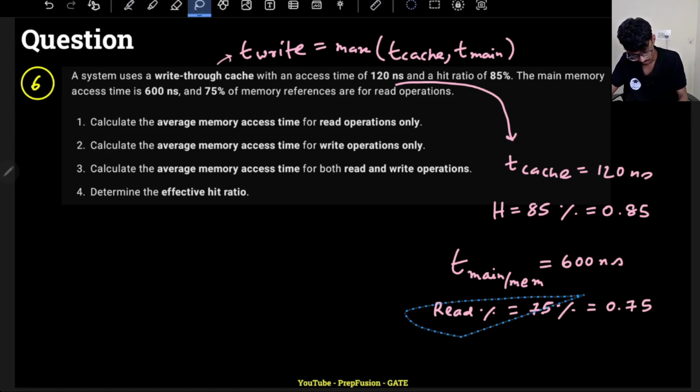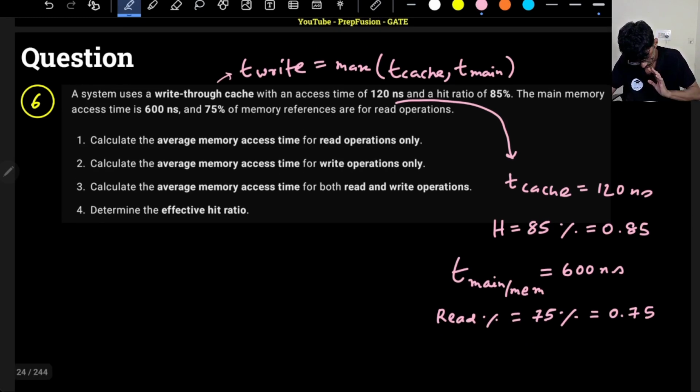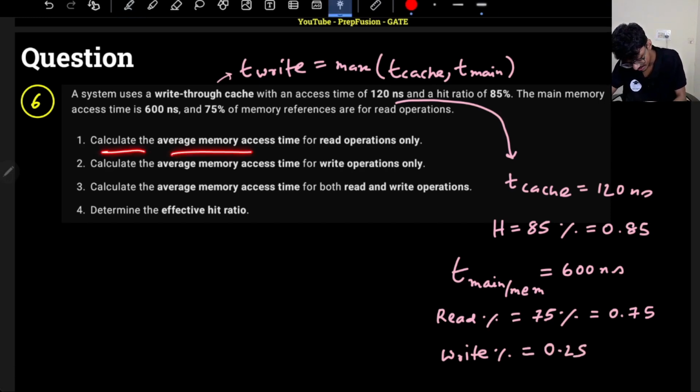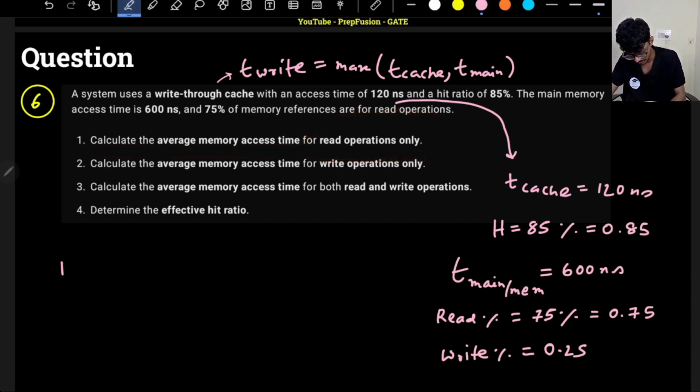Got it? So this is equal to 0.75. Now what I can say is, how many write operations do I have? Write operations is 0.25, right? So what are they asking? They are asking to calculate the average memory access time for read operations only. So let's first of all find out the T average.